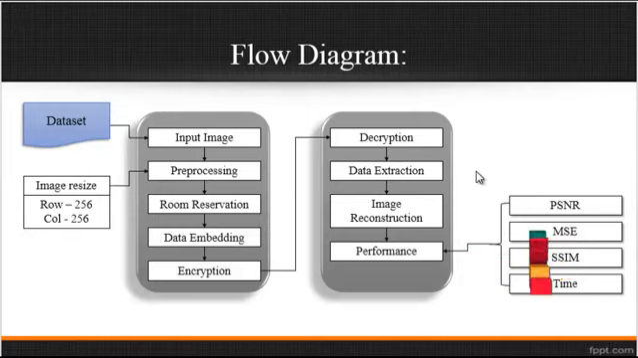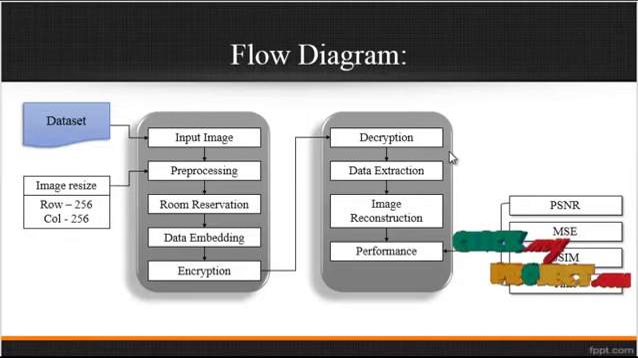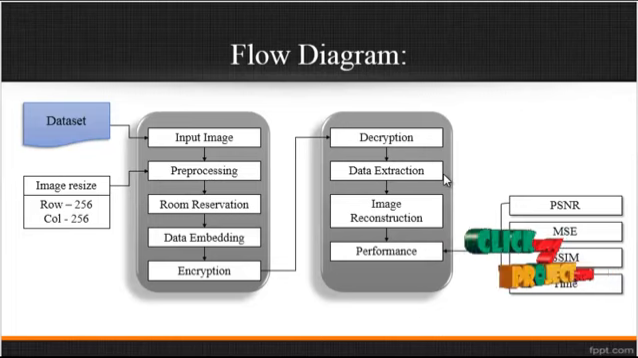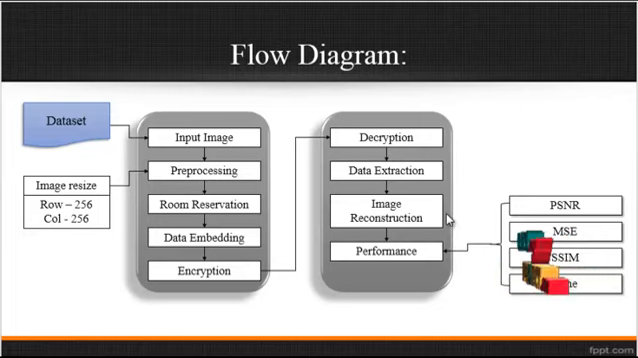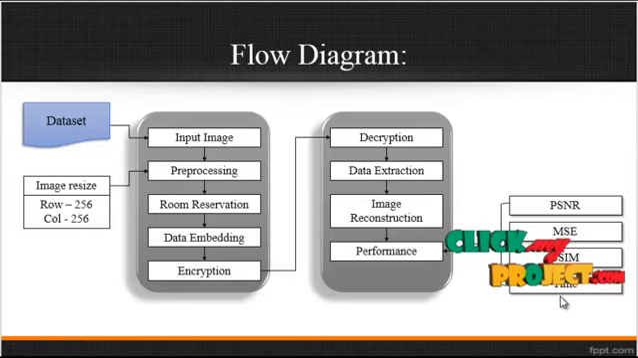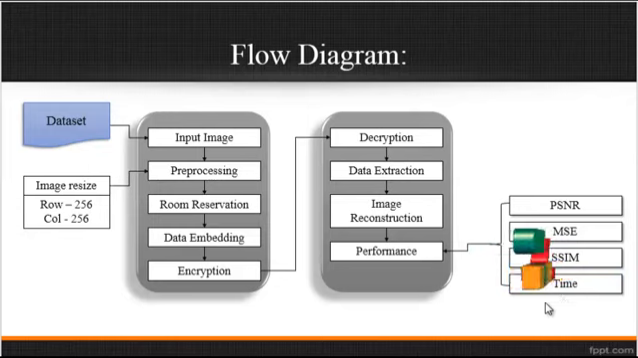After the encryption, the decryption will be carried out and then the data which is embedded into one particular patch will be extracted. That is the data extraction. After the extraction of the data, the image will be reconstructed once again, which is similar to the image I have given as input. Then after the image reconstruction, the performance will be evaluated by means of PSNR, MSE, SSIM and time. By these 4 parameters we can justify whether our process is efficient or not.